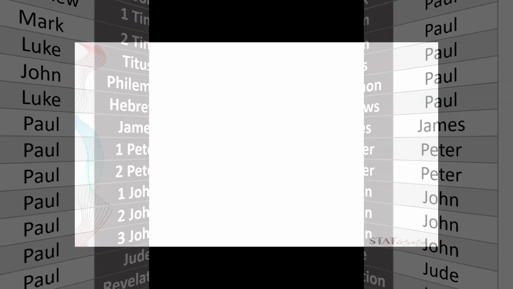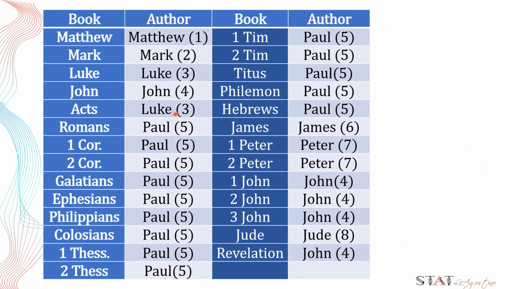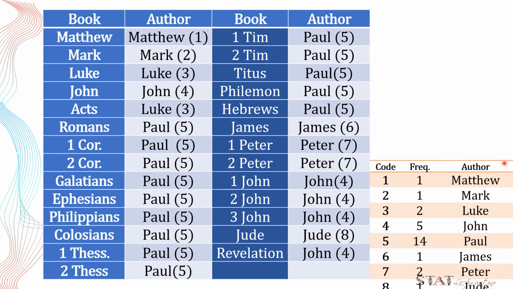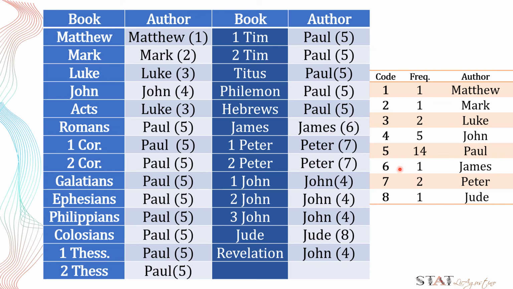Okay? So now we have recoded it. Matthew is 1, Mark is 2. Oh, we can see here 5. So we want to know what is the mode of these data values. The 5 occurred 14 times. Matthew occurred 1 time, and then Mark occurred 1.